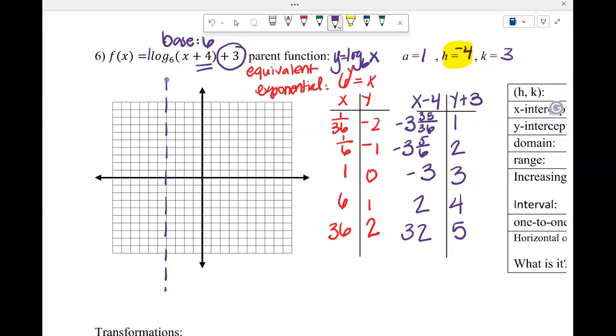Negative 3 and 35 over 36, guys, is super close to negative 4, but not quite. So I'm going to go up 1. Okay, super close to the asymptote. Negative 3, 5 over 6 is super close to the asymptote still. Going up 2. Negative 3, go up 3, super close. Now positive 2, go up to 4. And then 32, go up 5. I don't have 32, so I'm just going to leave that last dot out.